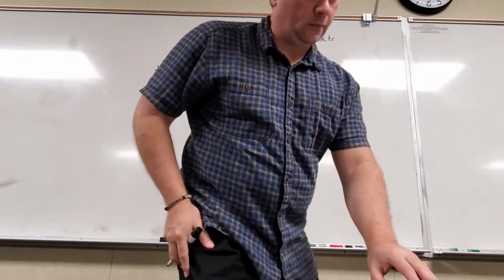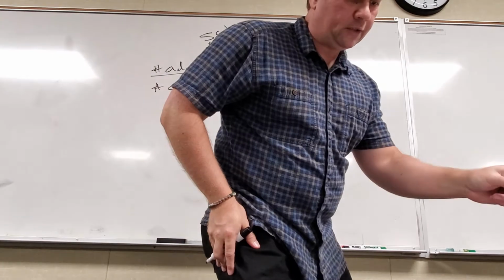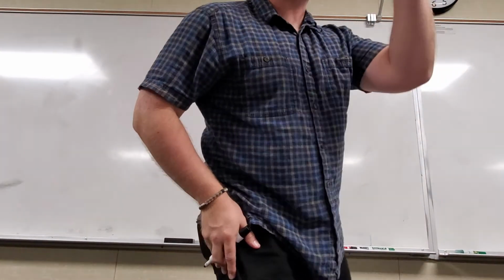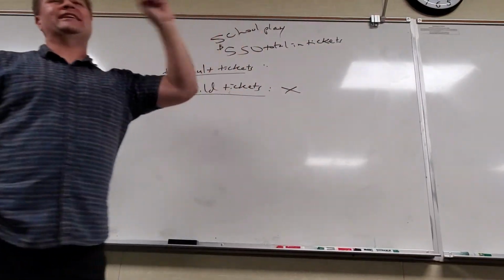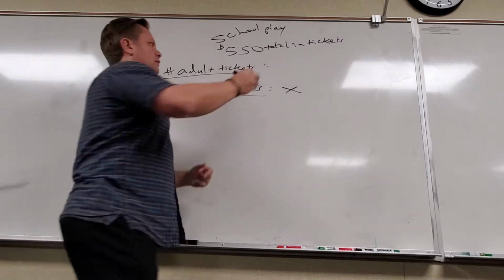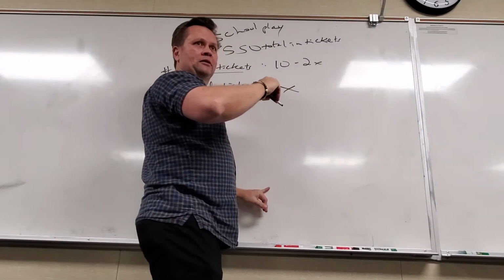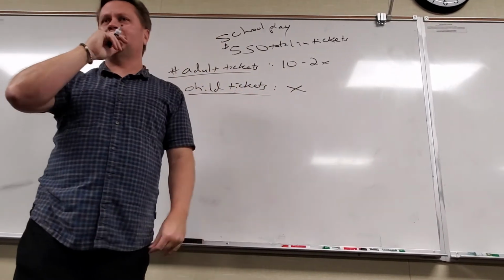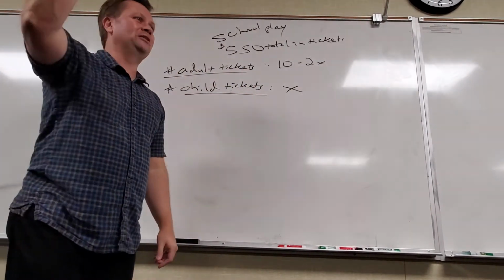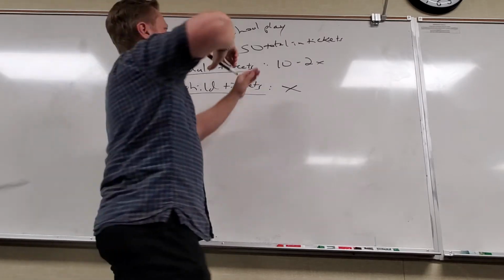Where'd it go? Oh. The number of adult tickets was 10 less than twice the child tickets. Yeah, the big mistake I see here is this. That is a mistake. You will get negative tickets. I don't know what that means, to be honest.